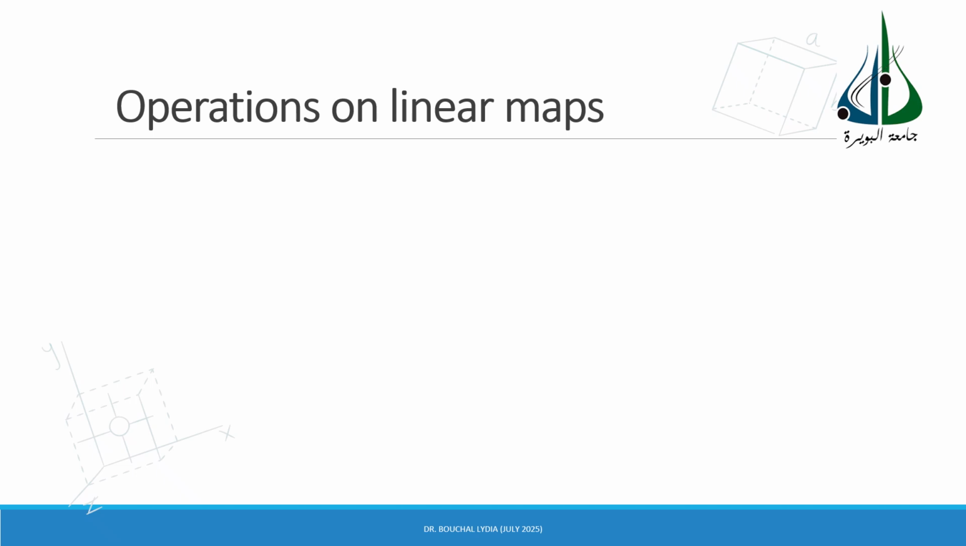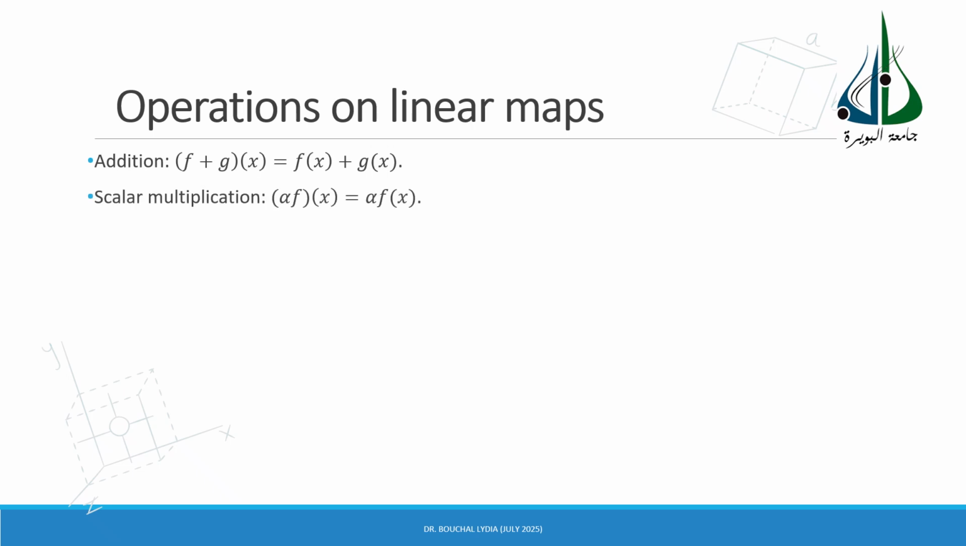Now we present operations on linear mappings. Linear maps can be added and multiplied by scalars while preserving linearity. This allows us to combine linear mappings and construct new linear maps systematically, which is essential in studying systems of equations and matrix algebra. Also, the composition of two linear mappings is still a linear map, provided that this composition is well defined.